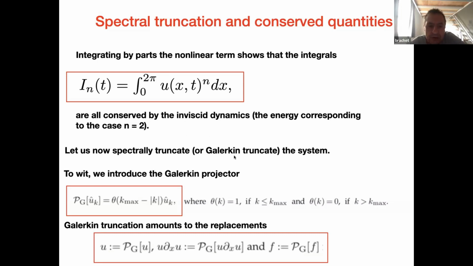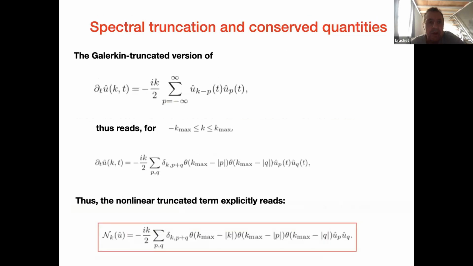Now, defining the spectral truncation, or Galerkin truncation, you introduce a projector that kills all Fourier modes larger than K max, because this theta Heaviside function is 0. If I project a field, I put to 0 all the Fourier modes that have a K in modulus higher than K max, which is, by the way, what you do every time you do a standard numerical integration, because you use a fast Fourier transform and there are no K greater than K max, where K max is half of the resolution.